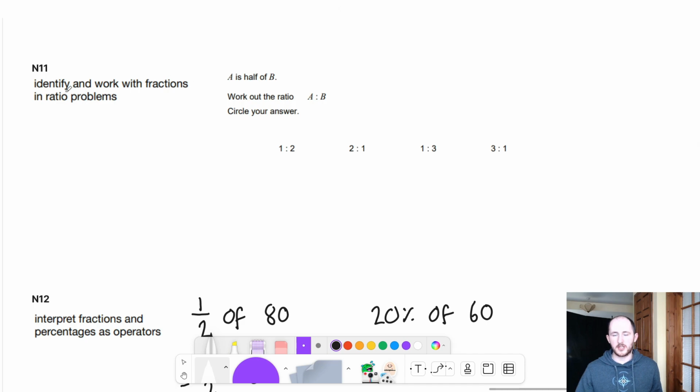Identify and work with fractions in ratio problems. So, for example, a is half of b, so here you'd write that as a is equal to 1 over 2 b. So work out the ratio of a to b. Well, in this case, if you times this out, you have 2a equals b. So the ratio of a to b would be 2 to 1, because you have a 2 here and you have a 1 in front of this number.